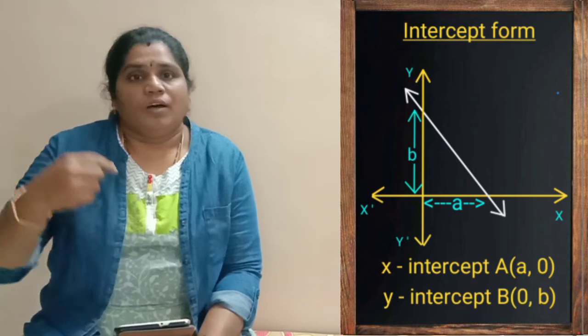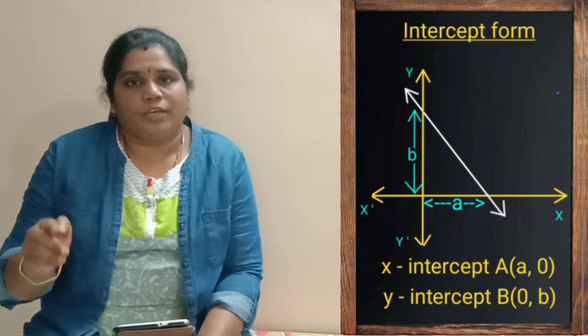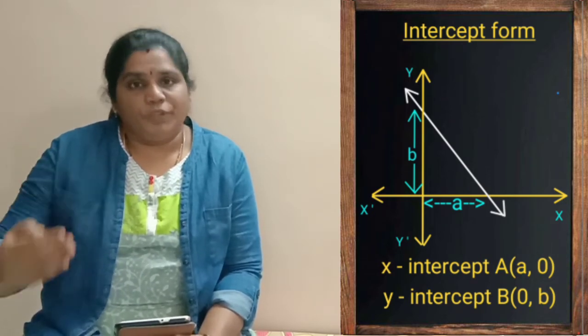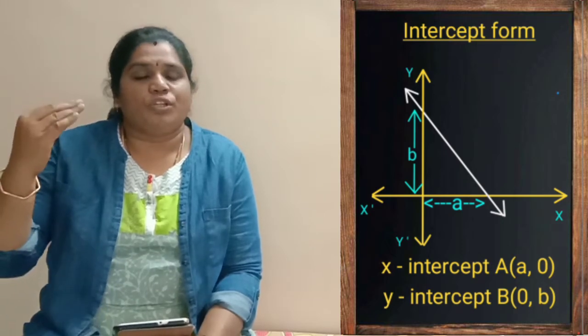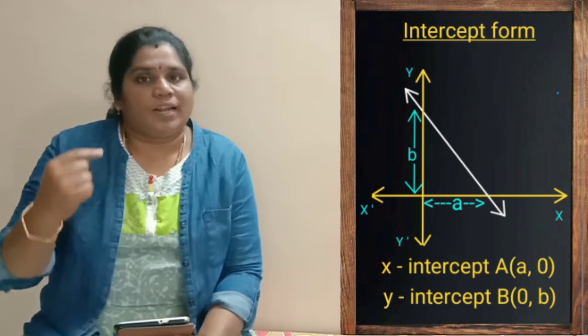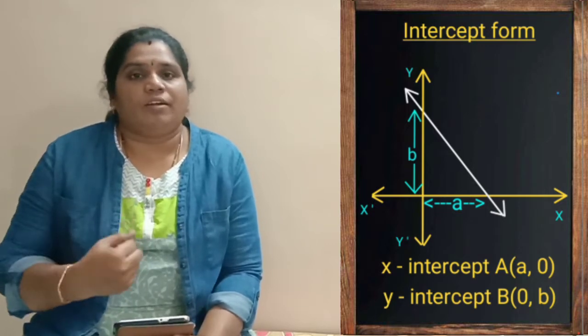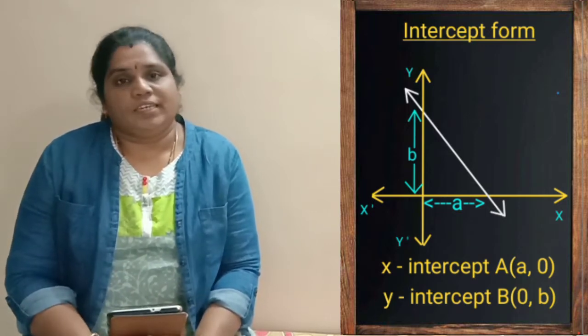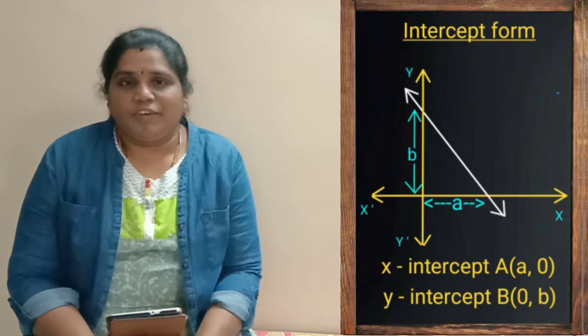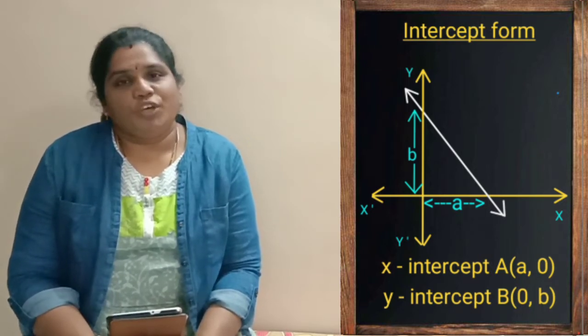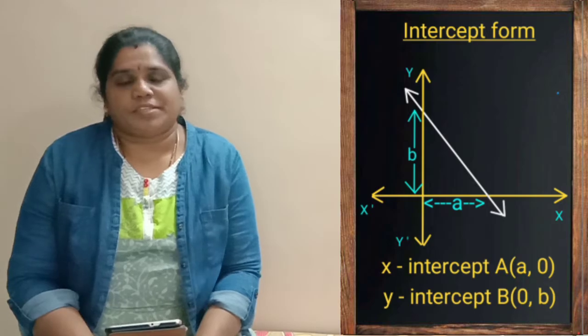Okay, and then I am mentioning b. B is the distance from the origin to the point on the y-axis where the line intersects the y-axis. These distances a and b, we call them intercepts. Okay, is it clear for you? Yes. Now we are moving on to examples.